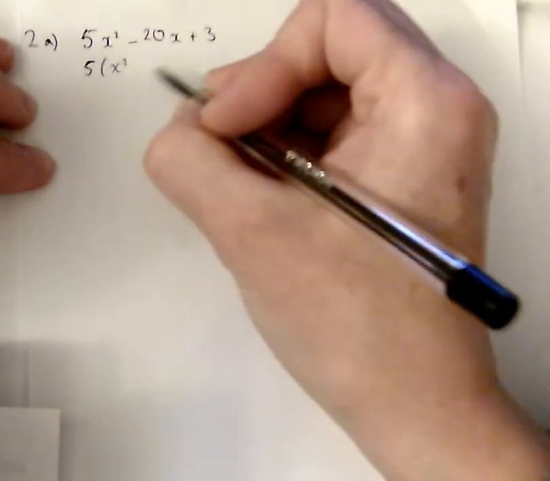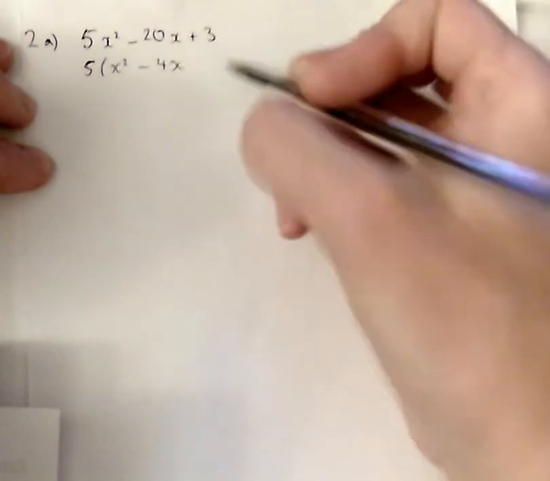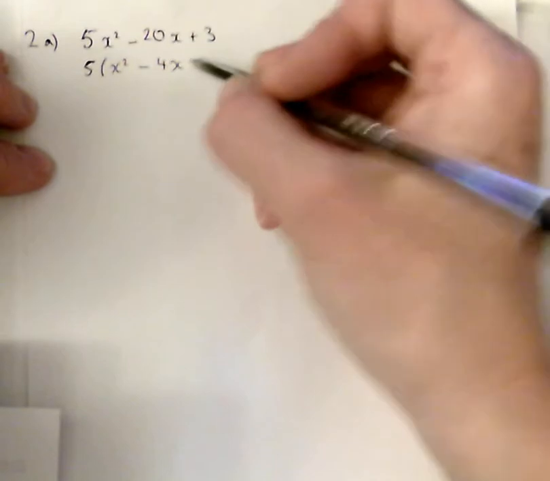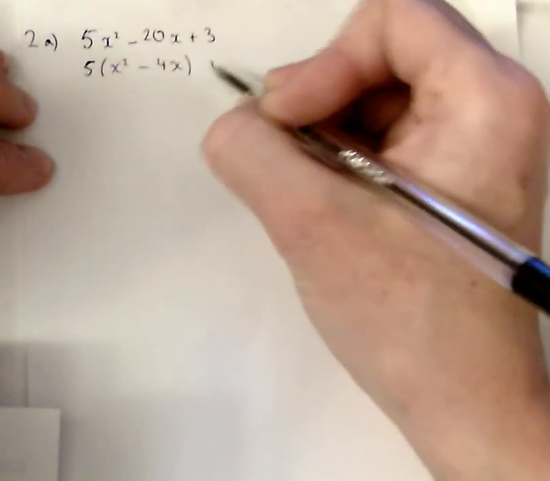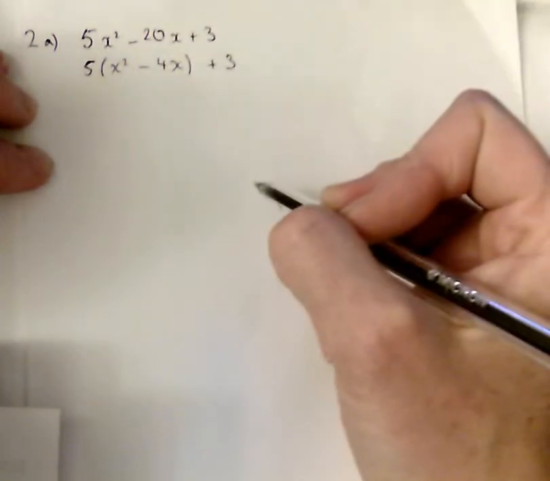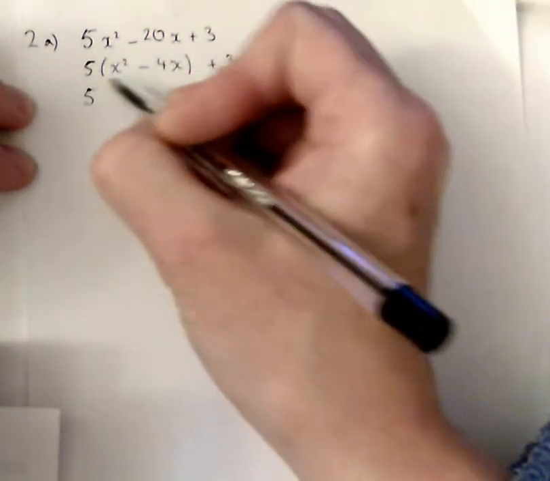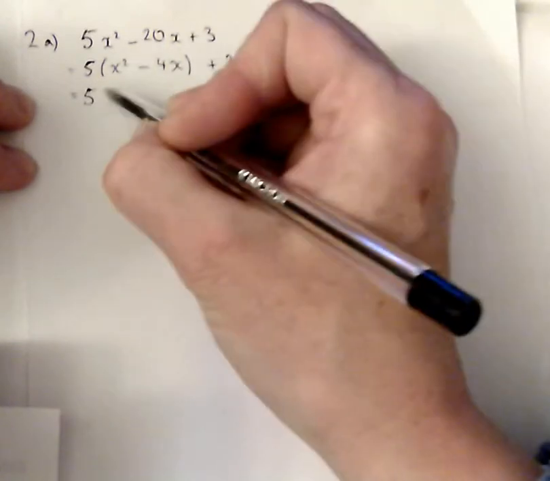So we have x squared minus 4x. Now I could take it out and have plus 3/5, but that makes a fraction, that's a pain. So I'm just going to end my brackets there and put a plus 3 on the end. Now we can complete the square for the expression inside the brackets.